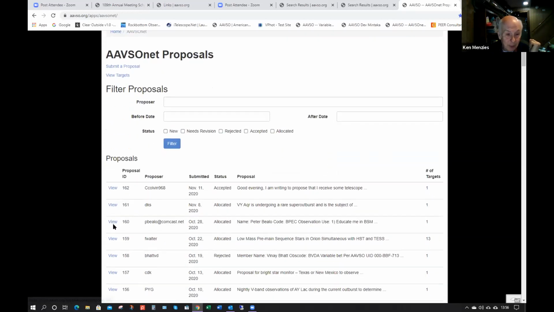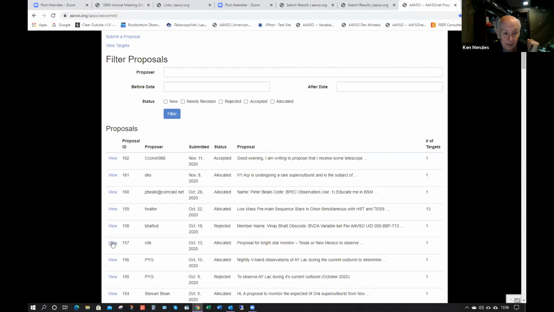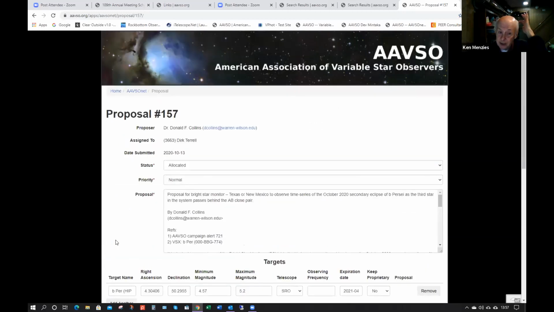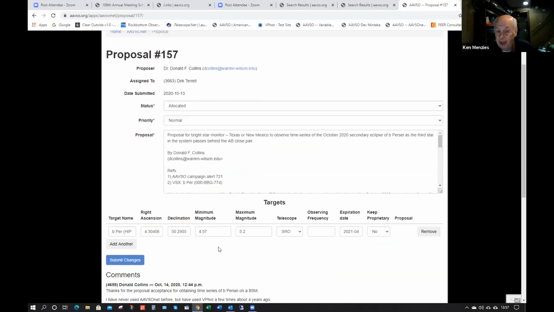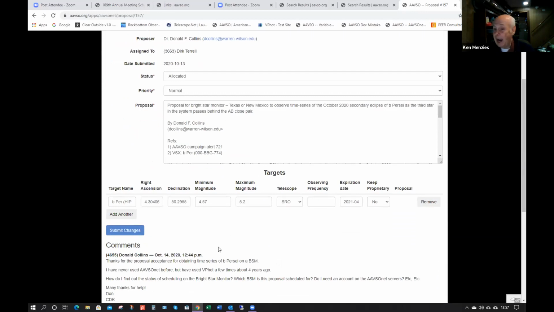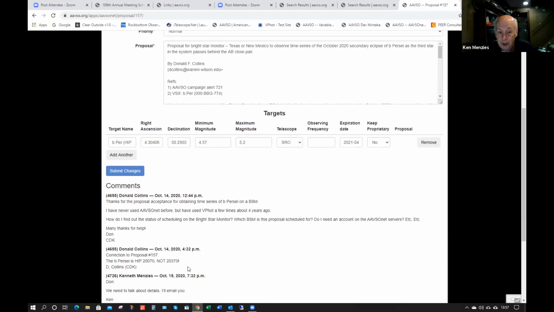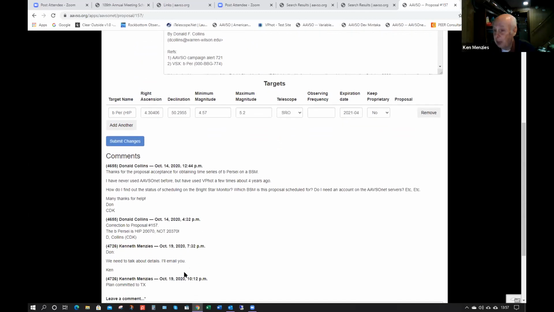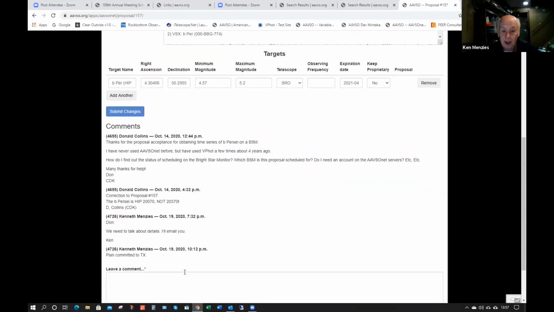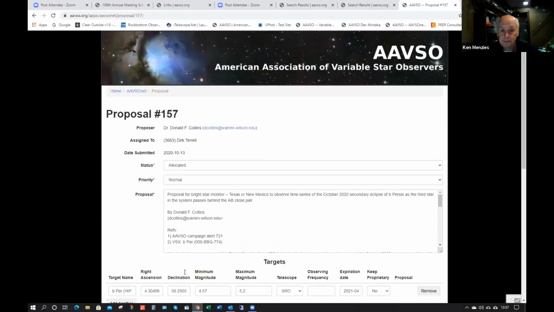Let's see, I'm going to pick, in fact, Don Collins wanted his B per analysis to occur. And we assigned that to a variety of telescopes. And we've asked Don to allow us to change some of the focus on the telescopes, as Arnie was talking about, so that we can get better photometry. So I think I'd like to stop there and answer any questions.